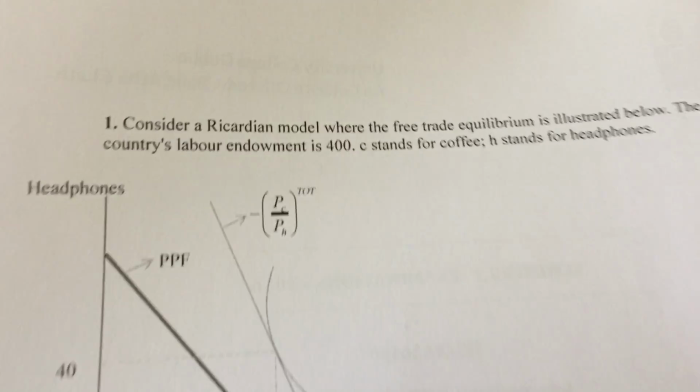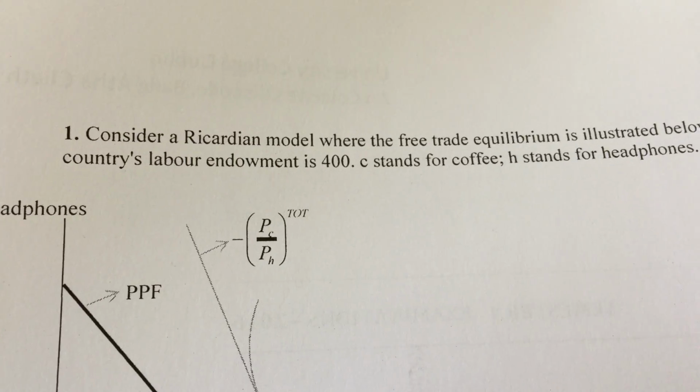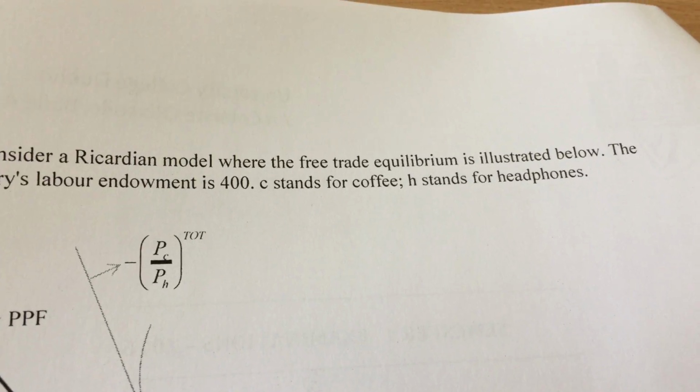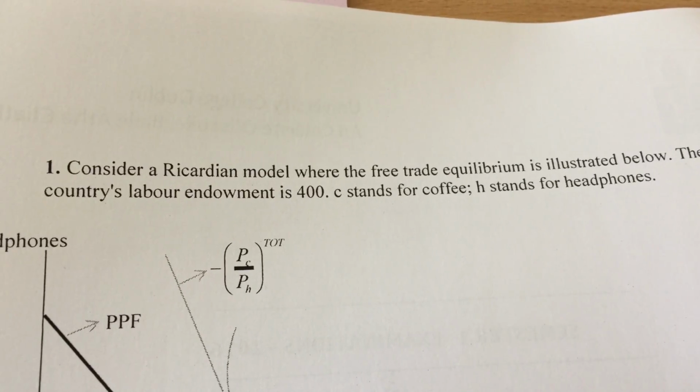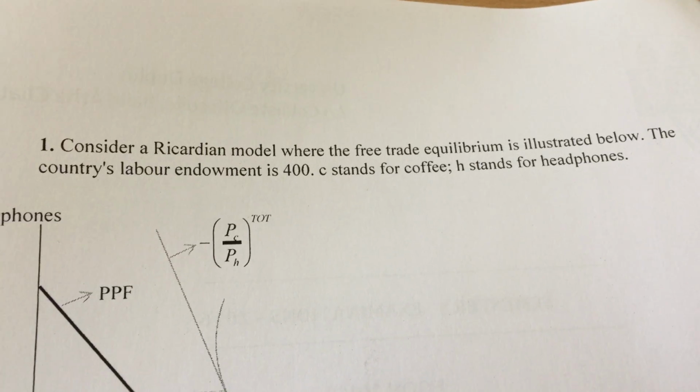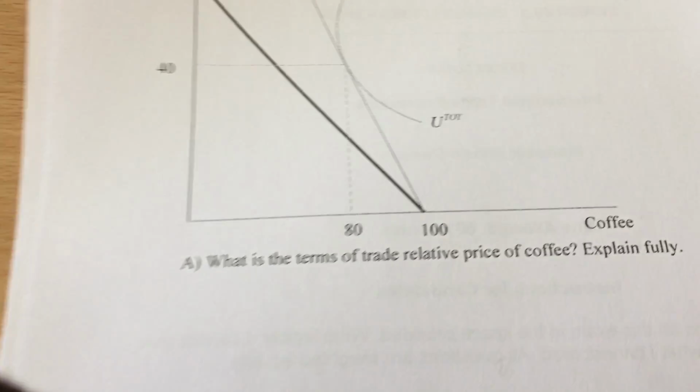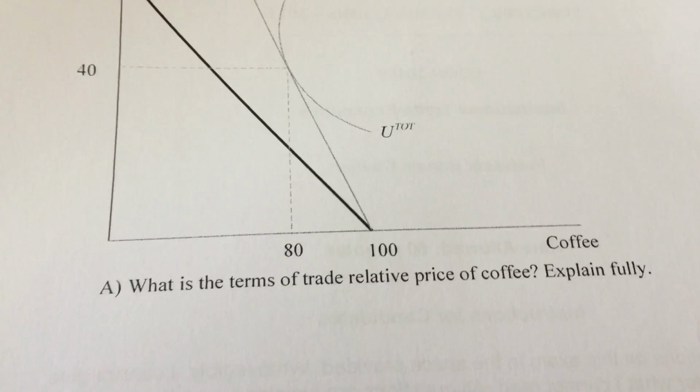All right, so we'll start with the Ricardian question. This is number 1 on the white exam. Consider a Ricardian model where the free trade equilibrium is illustrated below. The country's labor endowment is 400, C is for coffee, H is for headphones. So A, what is the terms of trade relative price for coffee?